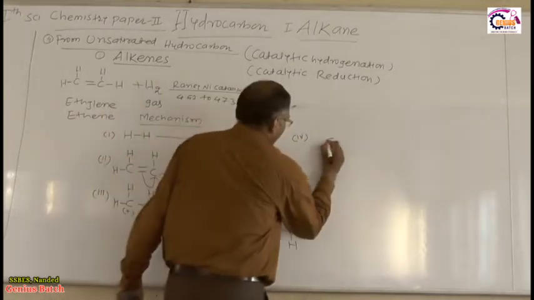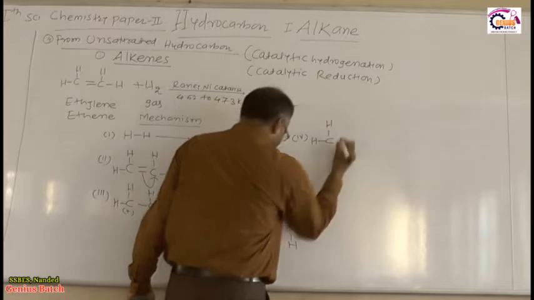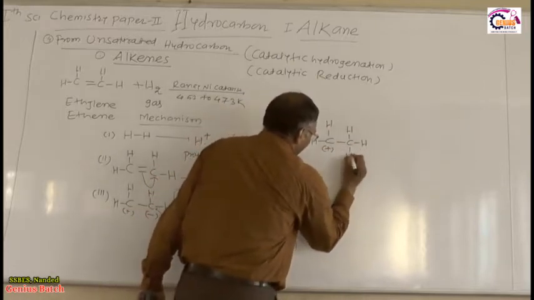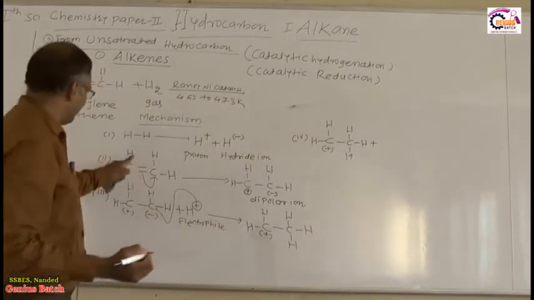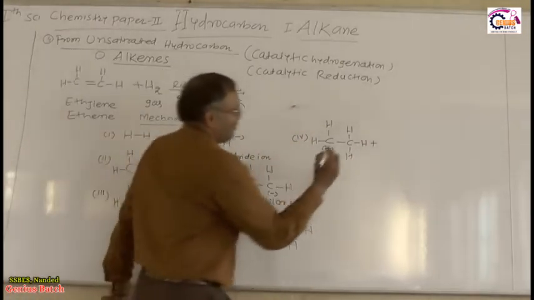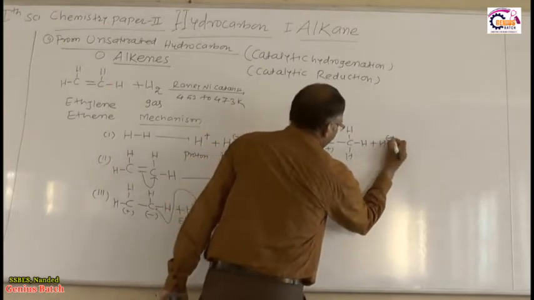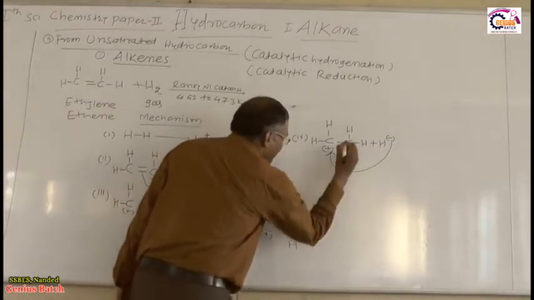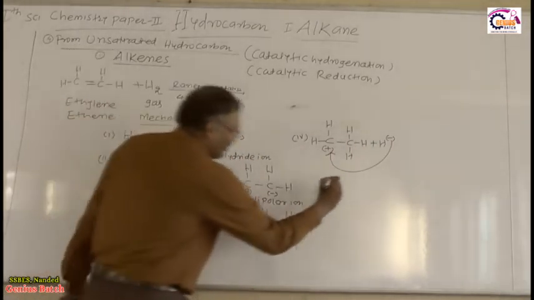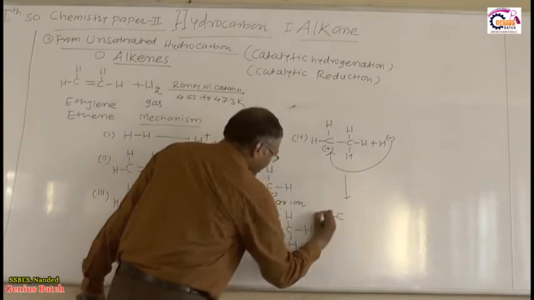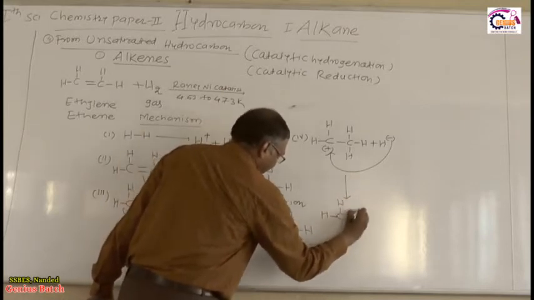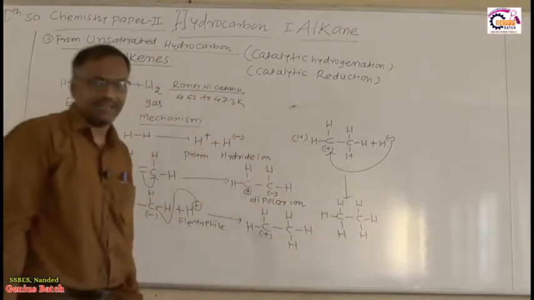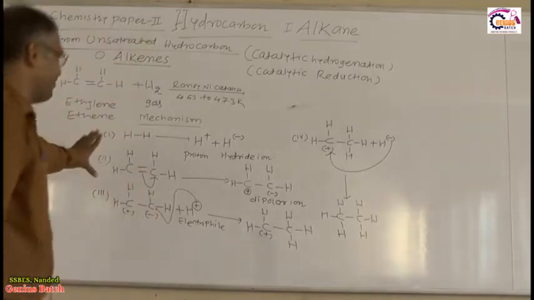So you take this carbon positive, that is the carbocation. Then what remains? You know that here hydride remains, one more hydride, that acts as a nucleophile. So this hydride attacks this positively charged carbon. So what will you get? You will get ethane. Once you know the mechanism, you can easily understand the reaction. So this is the reaction mechanism.